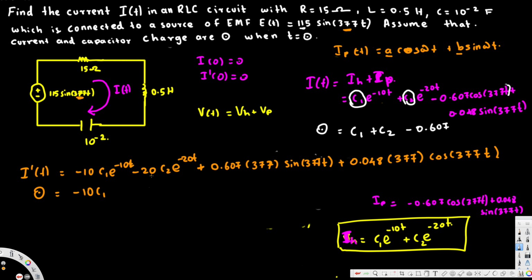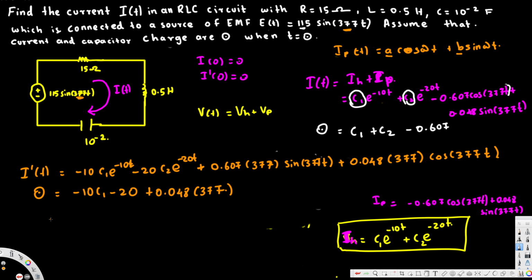Okay, and this one is going to be negative 20, and also here we are going to have sine 0, and sine 0 is equal to 0, so the whole thing is going to be 0. And here we have cos 377t, and this t is going to be 0, and we know that cos 0 is equal to 1, so this term will remain. So we are going to have 0.048 multiplied by 377, and from this one we can calculate c1 because we only have one unknown variable, so we can solve for c1.